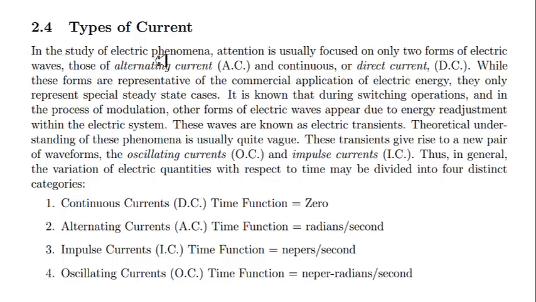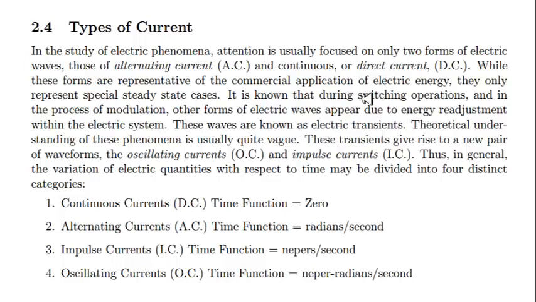He says, in the study of electric phenomenon, attention is usually focused on only 2 forms of electric waves, those of alternating current and continuous, or direct current, which is also continuous. While these forms are representative of the commercial application of electricity, they only represent special steady state cases. Even AC is considered a steady state condition. It is known that during switching operations and in the process of modulation, other forms of electric waves appear due to energy readjustment within the system. These waves are known as electric transients.